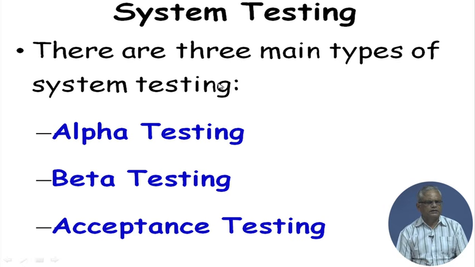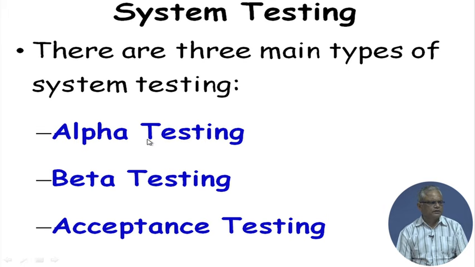There are actually three main types of system testing. One is alpha testing, the other is beta testing, and the third is acceptance testing. All three are system testing, but the name depends on who does the testing. If the system testing is done by the developing organization itself, the development team, we call it alpha testing.